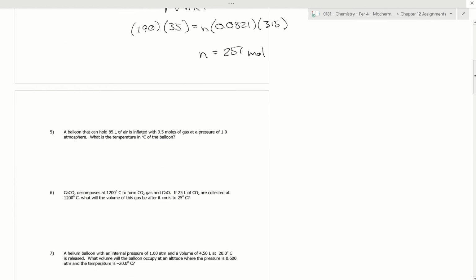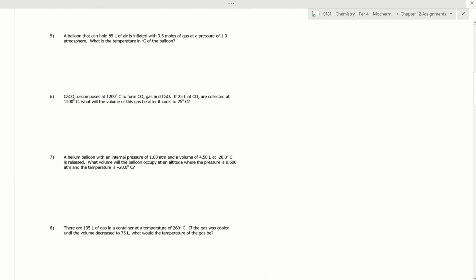Let's see here, number 5. A balloon can hold 85 liters of air, and it's inflated with 3.5 moles at 1 atmosphere. What's the temperature in Celsius? So this one we have to be careful because when we calculate PV equals nRT, the T we get is going to be in Kelvin. So I have the pressure is 1 atmosphere times 85 equals, let me see, how many moles? 3.5 moles times 0.0821 T.